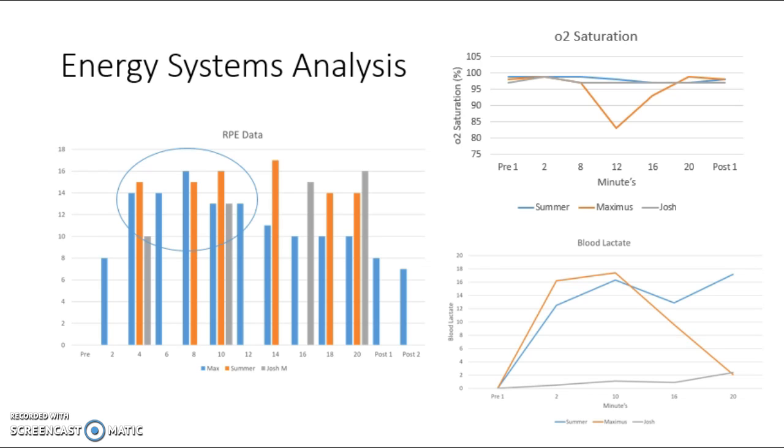We can also see that at 12 minutes, Max's O2 saturation drops drastically. This would have been to do with him working too hard at the start, and as he stopped working too hard, his O2 saturation dropped due to the change. From the blood lactate graph, this shows us that Josh's lactate levels were similar to the normative data, but Max's and Summer's were completely different as they were increasing massively and also decreasing massively throughout the exercise, which shouldn't happen at all until the exercise has been completed.